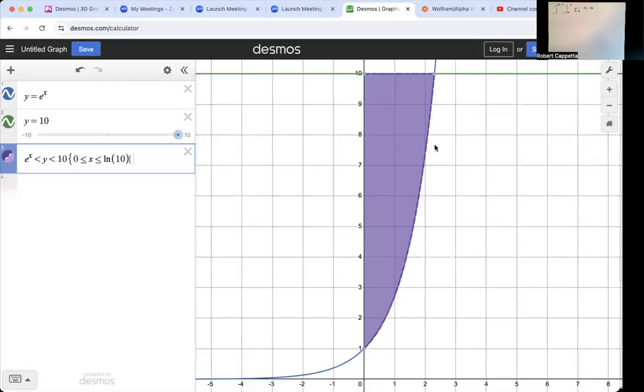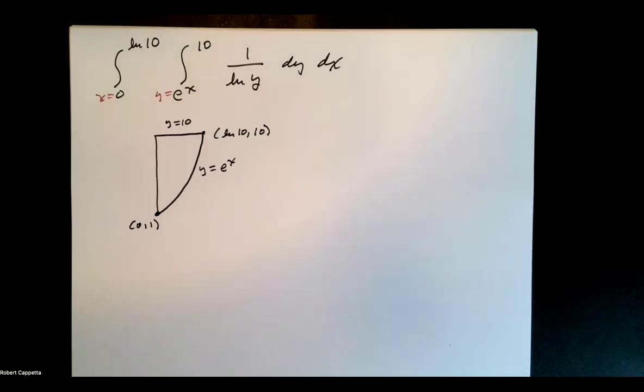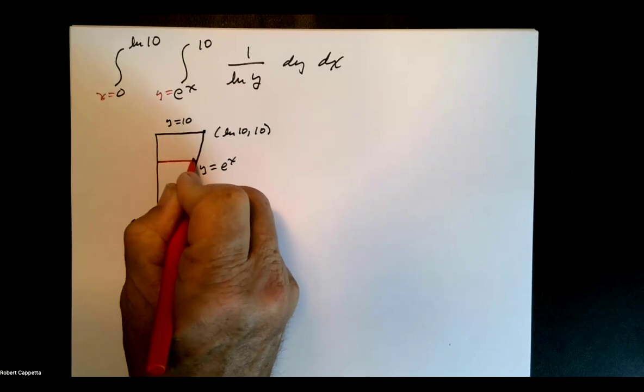Here's our region. So if I want to change this, I have to think about what is my west boundary, what is my east boundary, and it will be probably important to figure out what this point is. So that point is natural log 10 and 10. And this point down here is 0, 1. Of course, this point is 0, 10. So let's keep all that in mind, and let's reanalyze this in the dx dy direction. So this is our region, and we said going south to north didn't work. So let's go west to east.